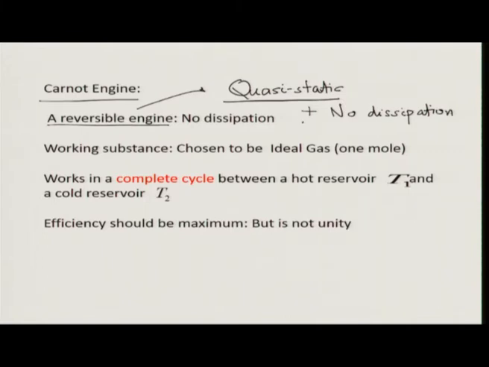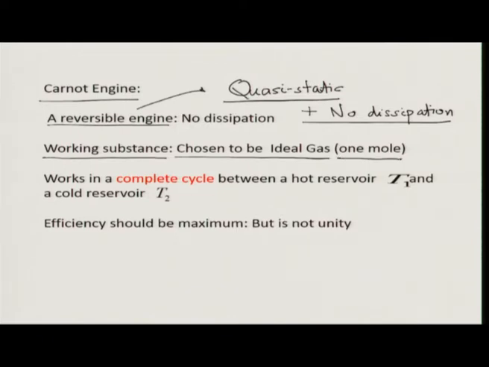There is a connection between the forward and reverse process, which I have explained. Working substance, I told you there should be a working substance. I will choose it to be ideal gas, not necessary. You will soon see it is not necessary, but it makes calculation easier. That is why we choose ideal gas.